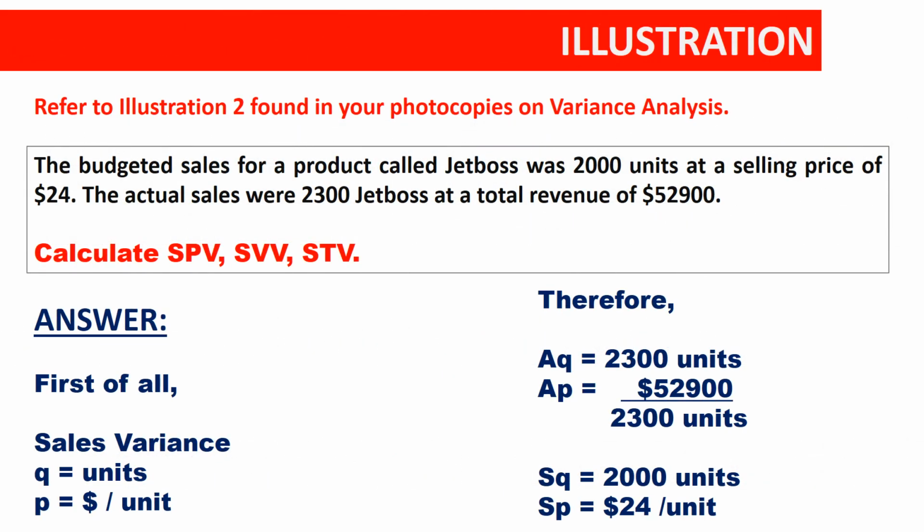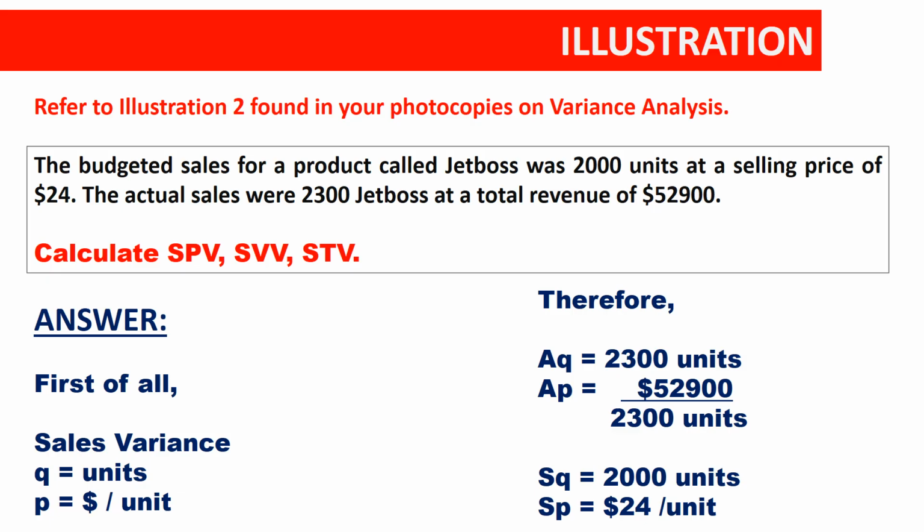Now, please refer to illustration 2, found in your photocopies on variance analysis, which Mr. Deller gave you before confinement, in the last session that you had together. The budgeted sales for a product called Jet Boss was 2,000 units, at a selling price of $24. The actual sales were 2,300 Jet Boss, at a total revenue of $52,900. Calculate the sales price variance, the sales volume variance, and the sales total variance.